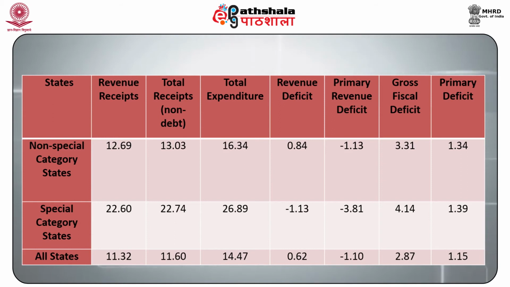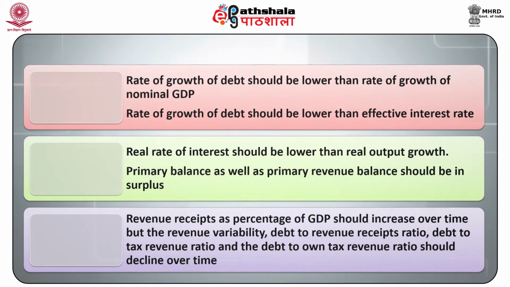Actually, the sustainability of debt can be gauged on the basis of six main indicators. These are, first, the rate of growth of the debt should be lower than the rate of growth of the nominal GDP. Second, the rate of growth of debt should be lower than the effective interest rate. Third, the real rate of interest should be lower than the real output growth. Fourth, primary balance as well as primary revenue balance should be in surplus.